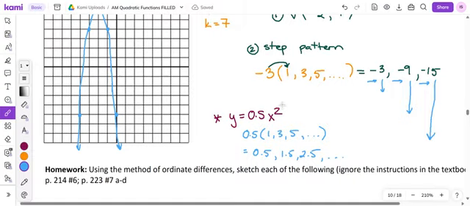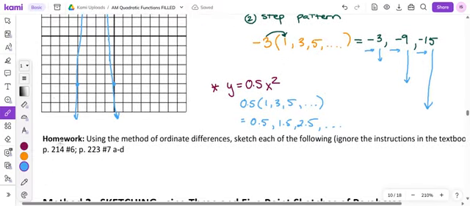So for your homework for this section, you're going to graph these equations. Now, folks, ignore the textbook instructions. Just use the equations, the functions given. All you're doing is graphing these functions on graph paper. Okay, let's get to the next part of the lesson.